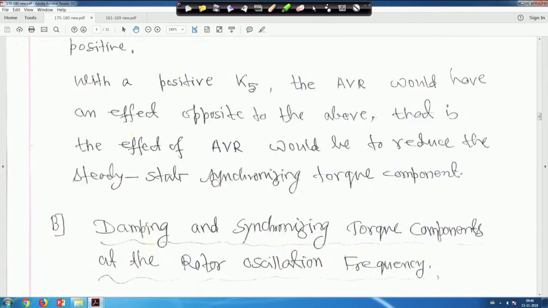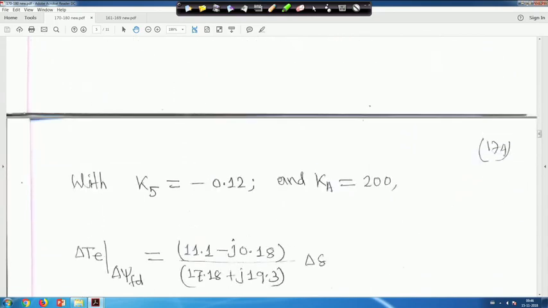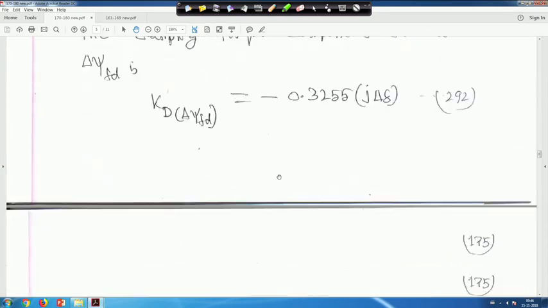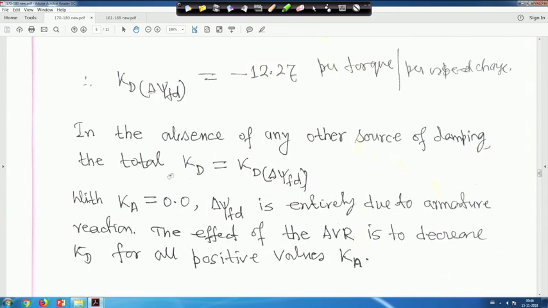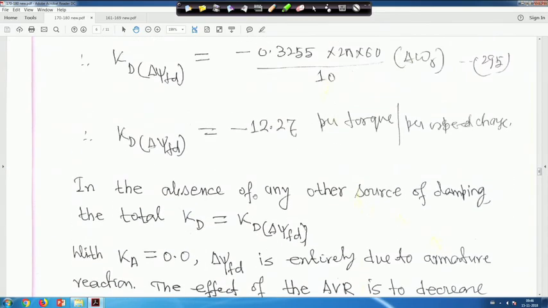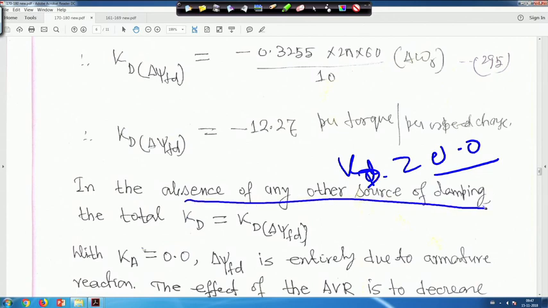Let me go back here. So, in this case, for our analysis, in the absence of any other source of damping, because we have taken no initial data, Kd is equal to 0.0, we did not consider any damping, rather capital D, Kd is equal to 0.0. So, in the absence of any other source of damping, the total Kd will be Kd due to delta psi FD, right.